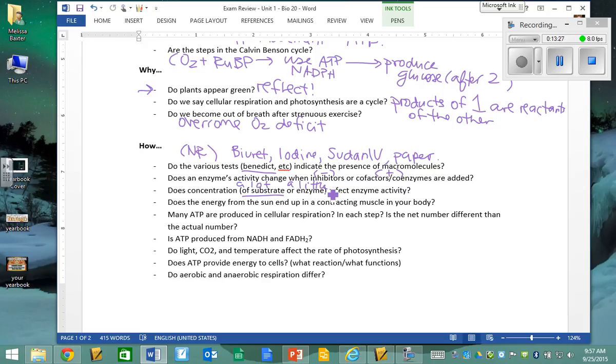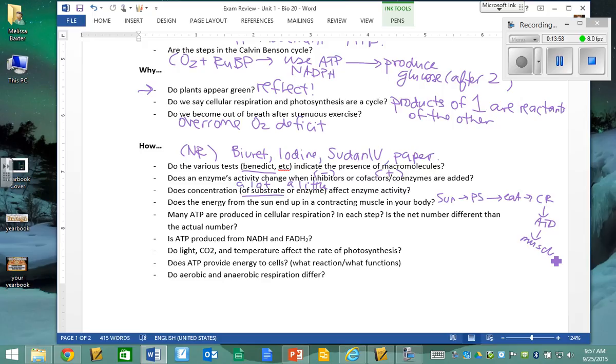How does the energy from the sun end up in a contracting muscle in your body? So that's the idea of sun, photosynthesis, we eat that somehow, cell respiration, ATP, muscle, something like that. Obviously, since you are doing the written portion on Google Classroom, this isn't a written question, but maybe something where I ask you to put things in order or to choose from a list.